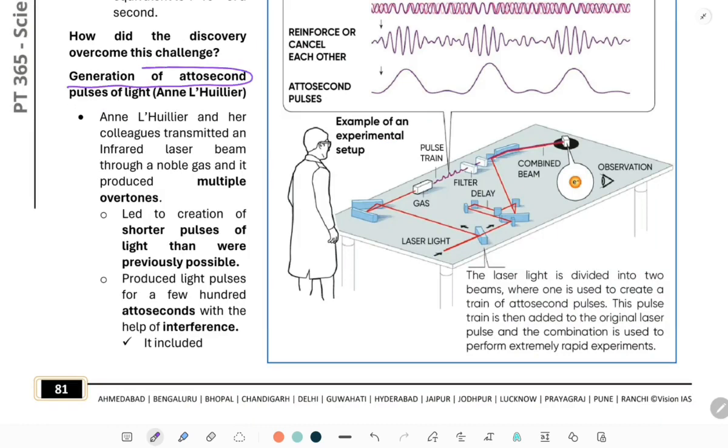We'll see the generation of attosecond pulses of light. They transmitted an infrared laser beam through a noble gas, and it produced multiple overtones, which led to the creation of shorter pulses of light than were previously possible, and produced light pulses lasting a few hundred attoseconds with the help of interference.